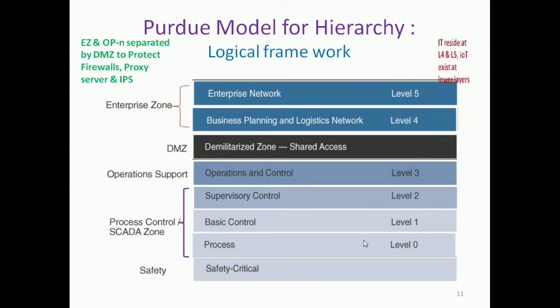So the enterprise zone and operation zones are separated by the DMZ to protect with firewalls, proxy services and IPS. So IT resides at L4 and L5, and IoT exists at the lower levels, plus L4 and L5 are shared between them.